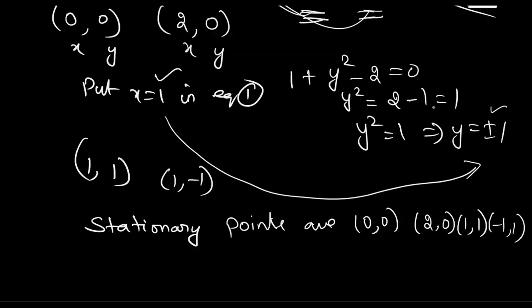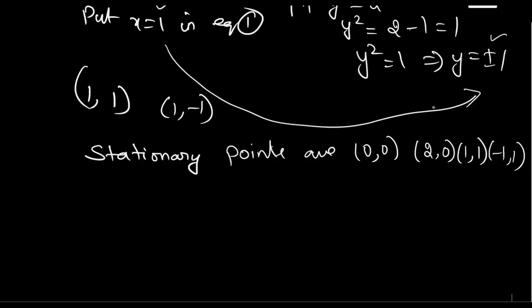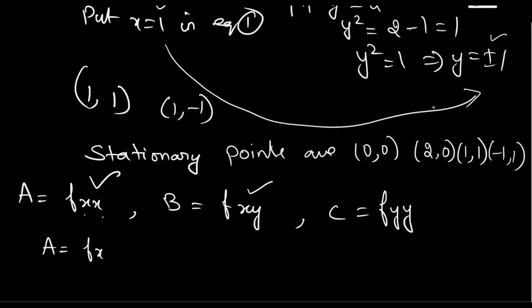Now these are stationary points, which means it could be a maxima or a minima or a saddle point. So now I am going to find whether it's a maximum point or minimum point by using the second derivative. So we are going to differentiate f with respect to x twice, that is a, and then with respect to x and y, that is b, and c is f with respect to y twice. So let us find what is a, b, c. A is fxx.